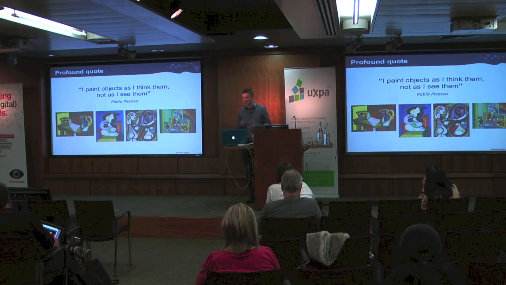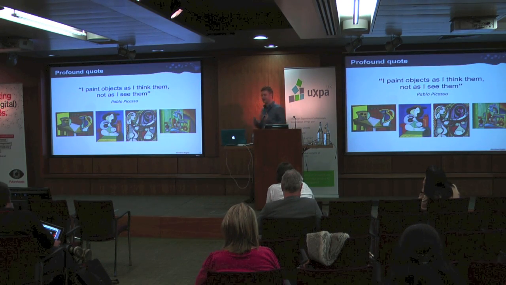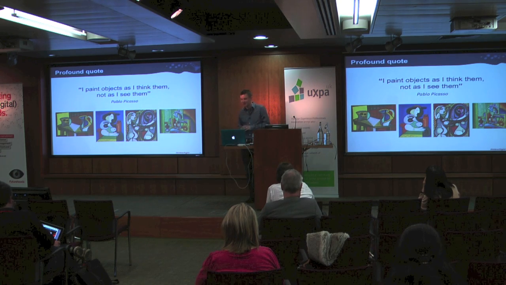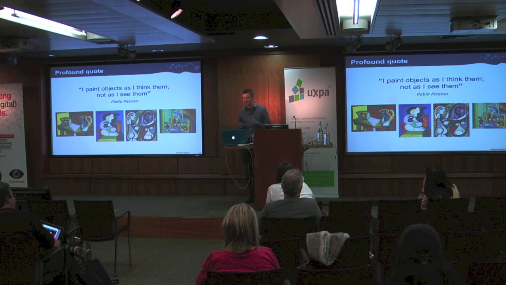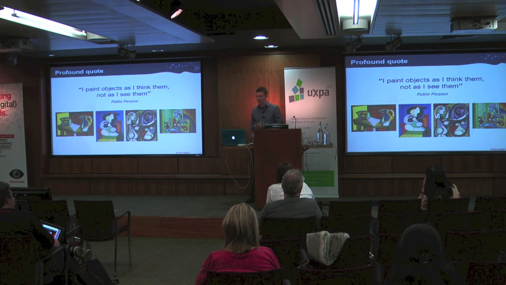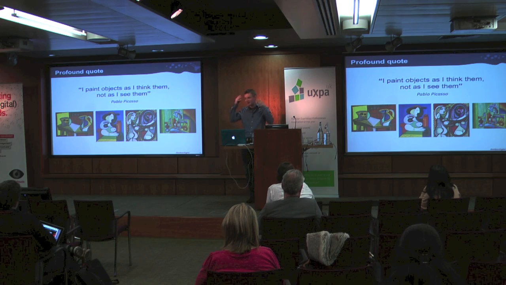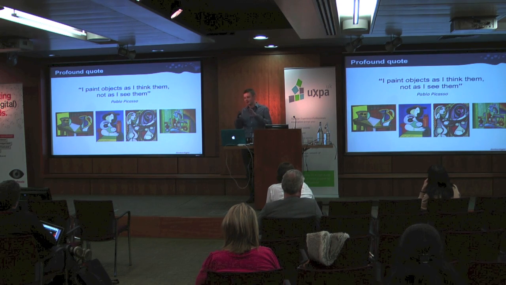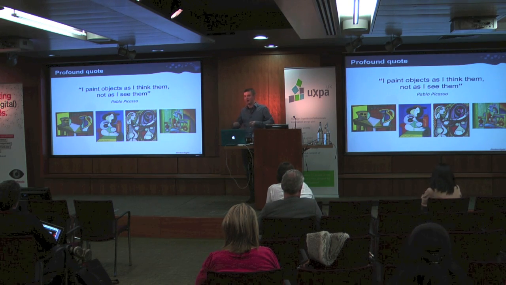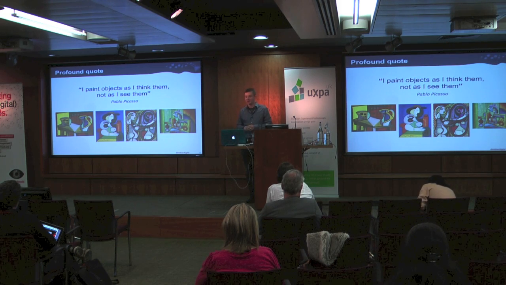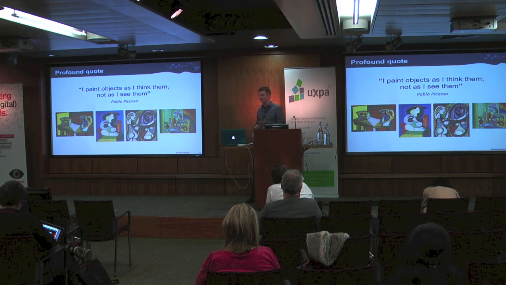And it seems a lot of people, when they do these presentations, have a profound quote. So mine comes from Picasso, who says, "I paint objects as I think them, not as I see them." So it's a great example where he has all these amazing images in his mind, and by painting them on paper, he can share them with the rest of the world, he can communicate them. And that's exactly what visual thinking is.